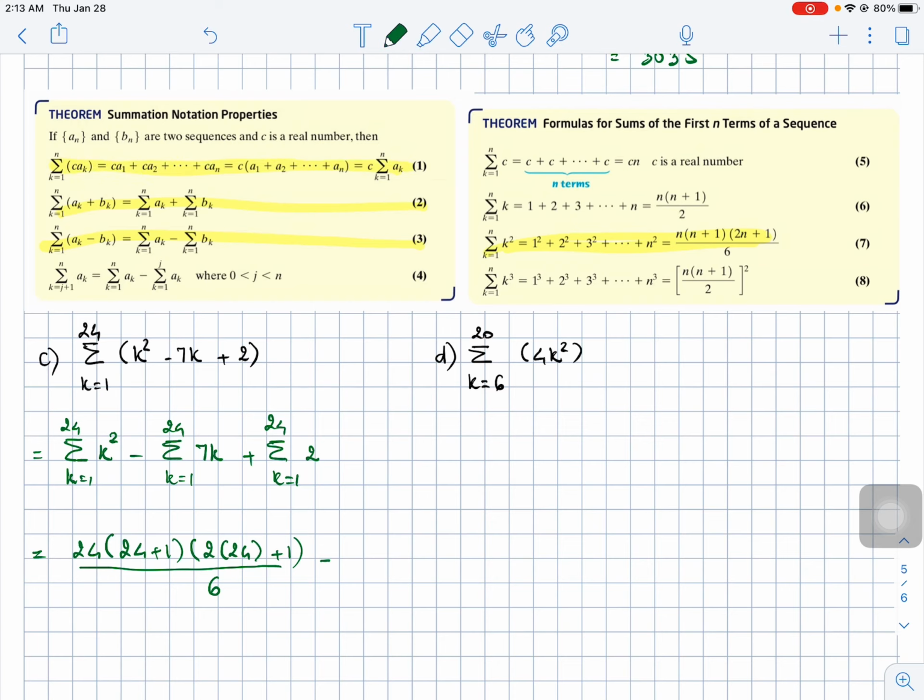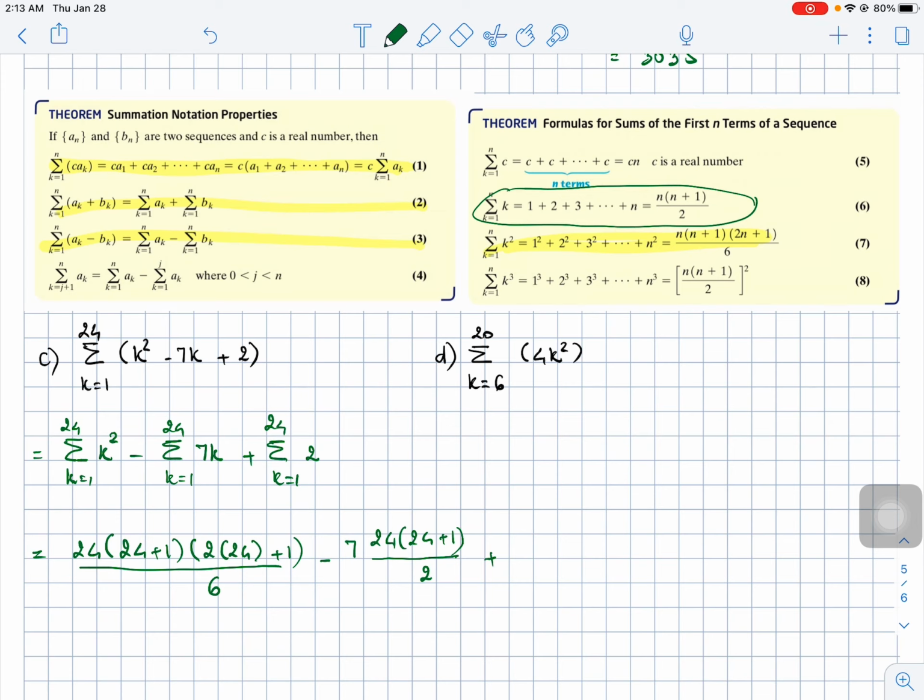number 1, so we will get 7 and the sum of k from 1 to 24 of k, and we will use property number 6 for the sum of k only. Then n will be 24. So we will have 24 times (24 plus 1), divided by 2.